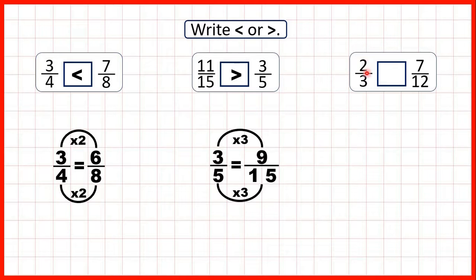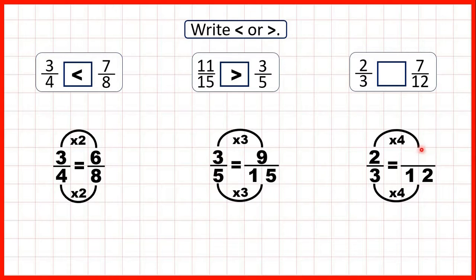Now we have 2/3 and 7/12. 12 is in the 3 times table, so we can find an equivalent fraction to 2/3, which has a denominator of 12. 3 times 4 is 12, and 2 times 4 is 8. So, because 2/3 is equivalent to 8/12, we know that it must be larger than 7/12.